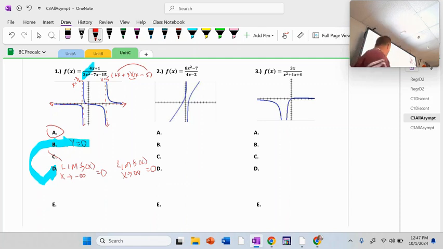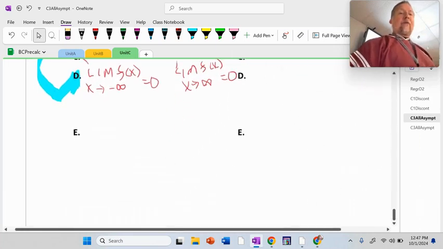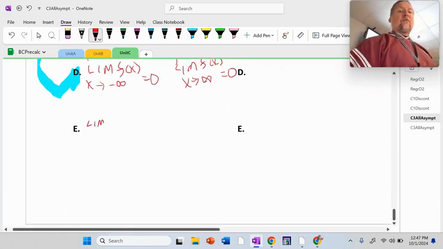You know how many limits I have to do in letter E? How many vertical asymptotes are there? 2. How many limits am I going to have to do? 4, because I have to go left and right of each one of these. So you can look at the picture up there. I'll label it. I got it memorized. So the first asymptote was -3/2.